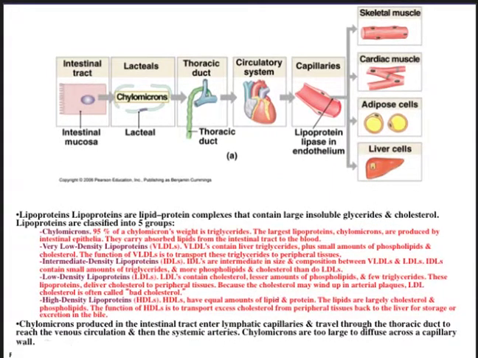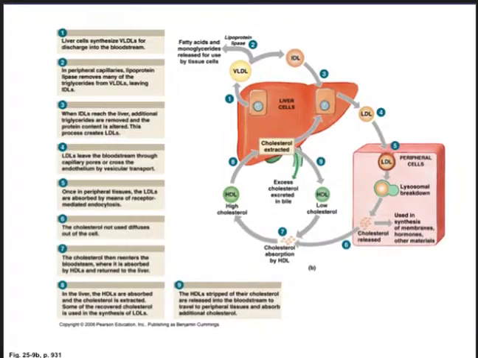Chylomicrons produced in the intestinal tract enter lymphatic capillaries and travel through the thoracic duct to reach the venous circulation and then the systemic arteries. Chylomicrons are too large to diffuse across a capillary wall, so that's why they have to get into the lacteals first. What you're looking at here is the pathway whereby we transport lipids through the body. We'll start here at step 1. The liver cells make the VLDLs for discharge into the blood.